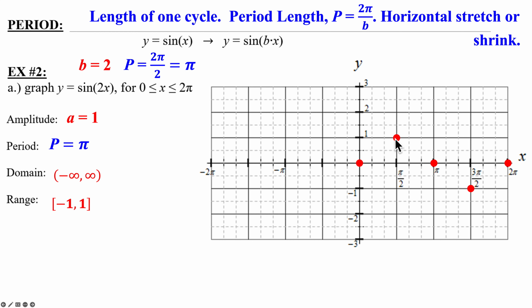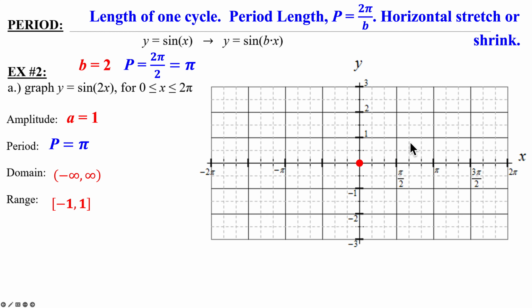So pi over 2, I'm going to cut this in half to pi over 4. Pi is going to get cut back to pi over 2. 3 pi over 2 is going to be changed to 3 pi over 4. 2 pi is going to come back to pi. All right?